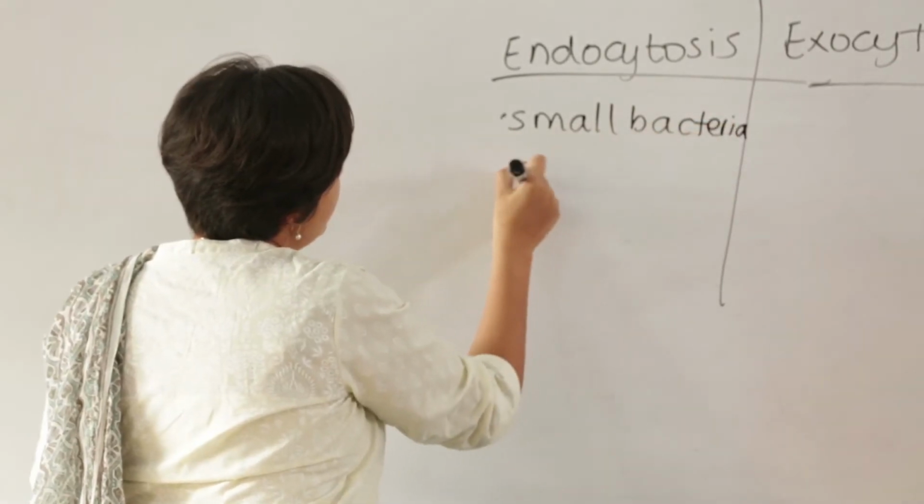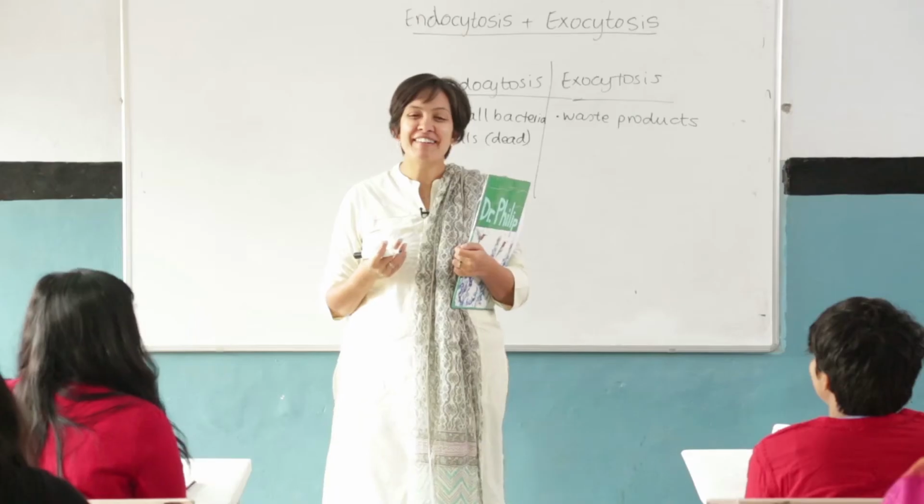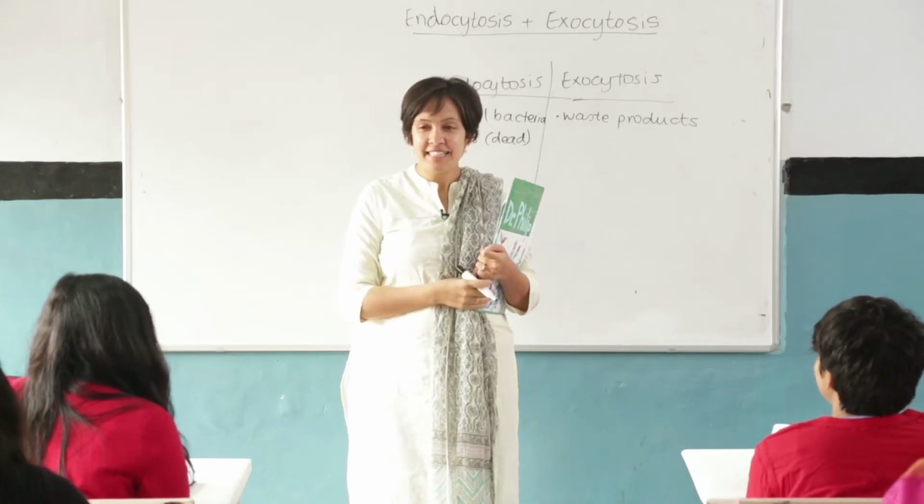So for endocytosis, as we saw in the video as well, small bacteria and smaller cells which it can ingest, and also the dead cells in our body which are eaten by macrophages. And for exocytosis, the waste product, whatever is there after digesting those bacteria or smaller cells, that would be exocytosed. Great, you're right. We've put together some of the main ideas already.